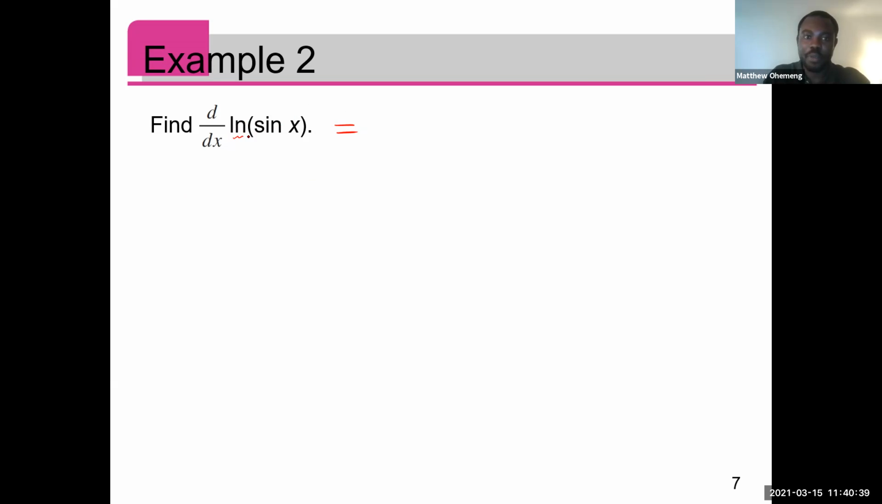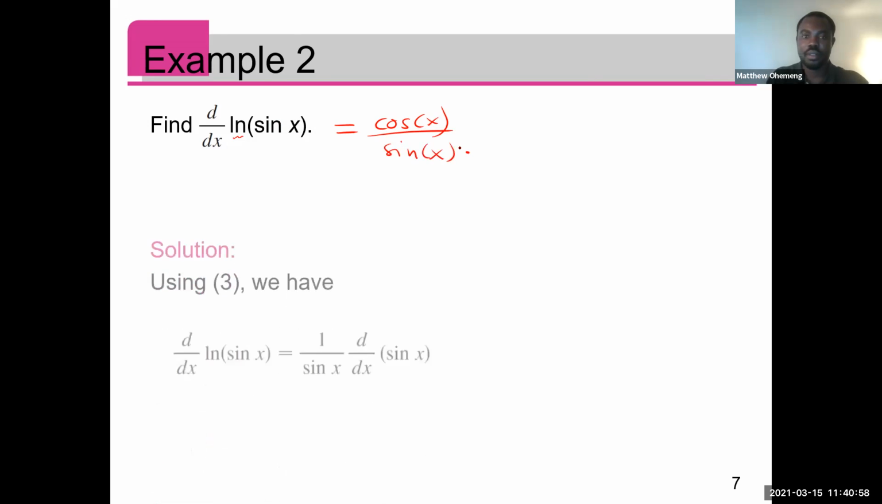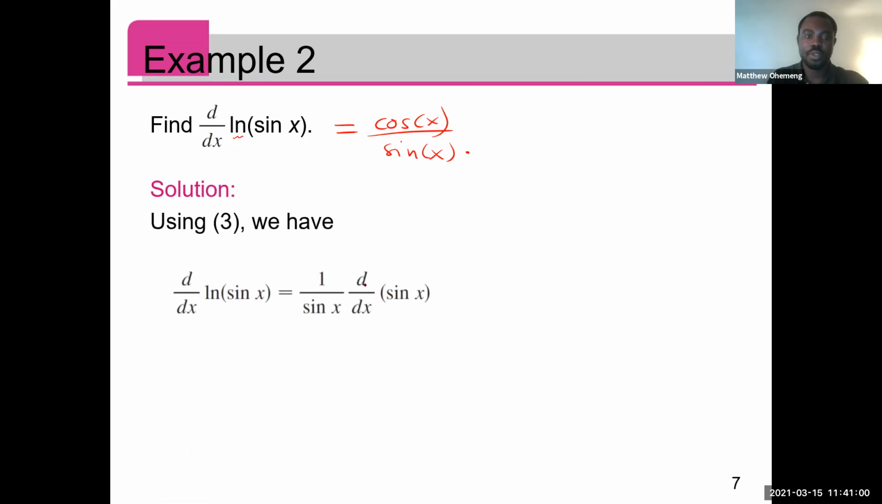So for this one, we see that the outer function is ln, and the inner function is sine of x. You can do the chain rule, as I said, no problems. But the easier way to think about it is whenever the outer function is ln, just differentiate the inner function, divide by itself. So the derivative of sine is what? Cosine. Divide by the function itself, sine of x. I'm done. That's all. Right?